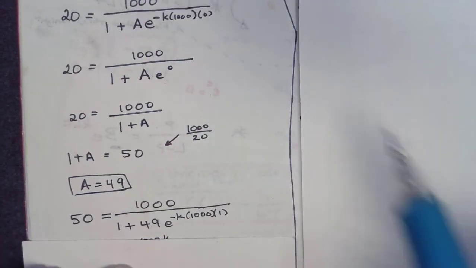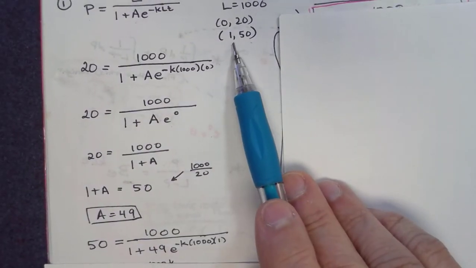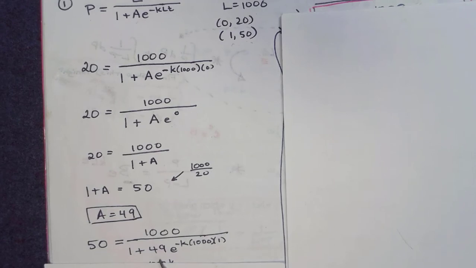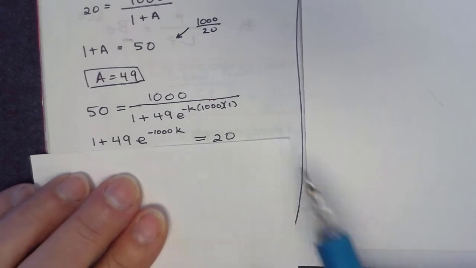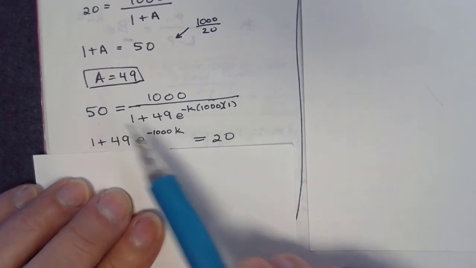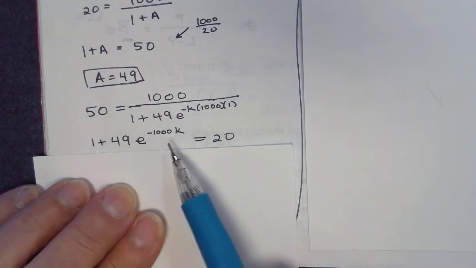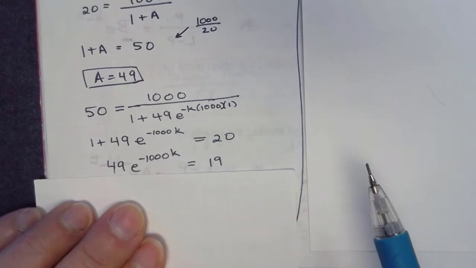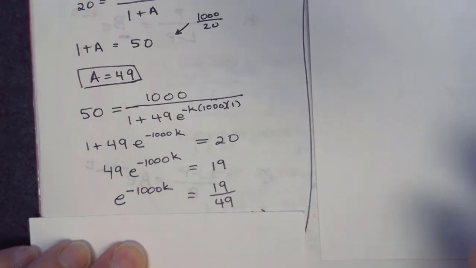And now I want to use the second part of my problem, which was, after 1 day, 50 people know it. I have my A, I need to find my K. So after 1 day, 50 people know it. And we're going to do proper algebra that you should know how to do. I'm going to multiply by the denominator, divide by 50. 1,000 over 50 is 20. And we're just going to unpack this until I get e to the power alone. Subtracting 1, dividing by 49, it looks terrible.